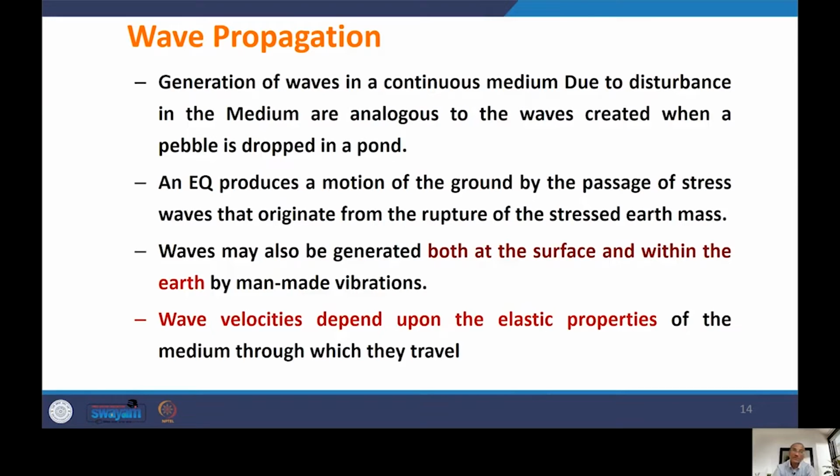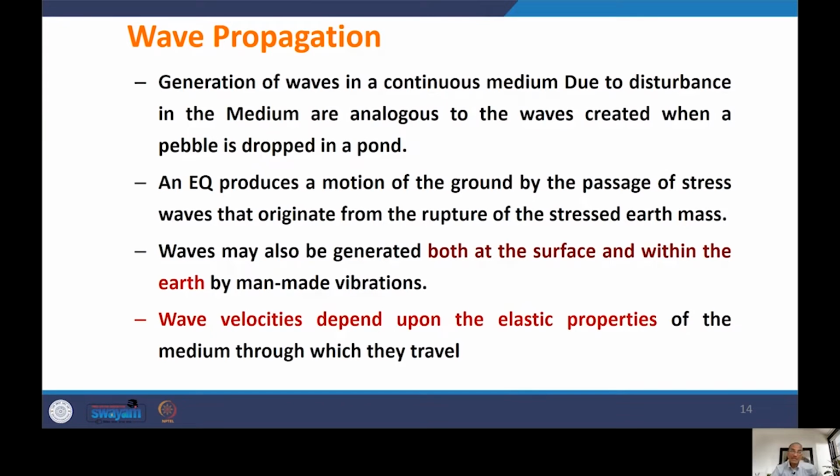So when you drop a stone inside a water pond, what will happen? The waves will generate. The similar disturbance is caused by the elastic waves of an earthquake. An earthquake produces motion of the ground by the passage of a stress wave that originates from the rupture of the stressed earth mass. Waves may also be generated both at the surface and within the earth by man-made vibrations. Wave velocity depends upon the elastic properties of the medium through which they travel. This is very important to know: velocities of the wave will depend on the elastic properties of the medium.